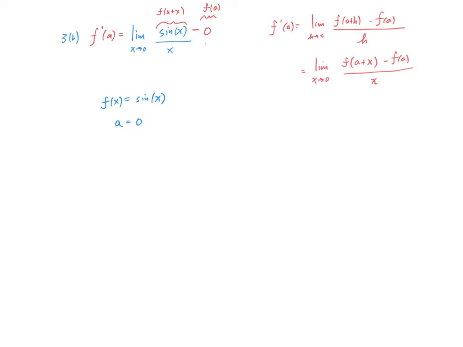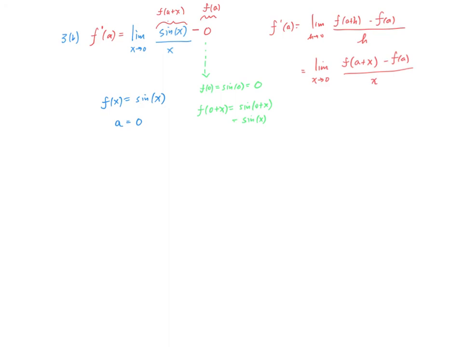And if there's any confusion whatsoever about this, just recall that f of 0 would be sine of 0, which is a common value we should be familiar with, 0. And furthermore, f of 0 plus x is sine of 0 plus x, which is just sine of x, exactly what we have in that quantity.